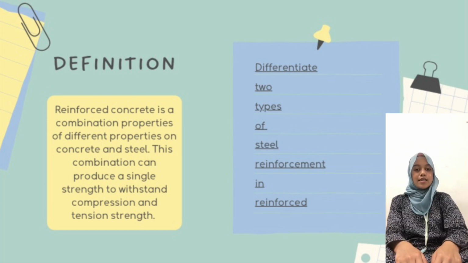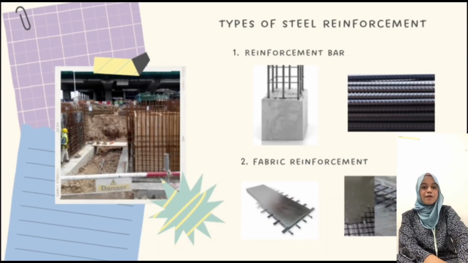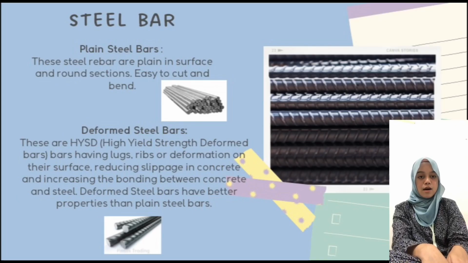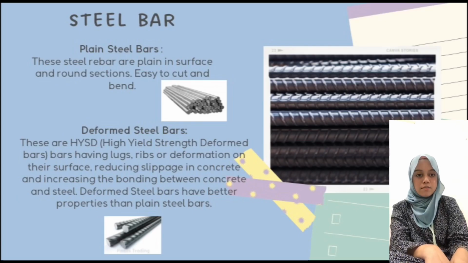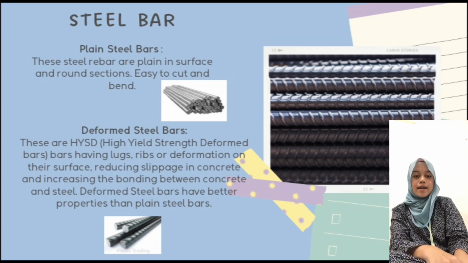Based on the question given, differentiate two types of steel reinforcement in reinforced concrete. We have two types of reinforcement. First, reinforcement bar. Second, fabric reinforcement. For steel bar, we have two different steel bars. First, plain steel bar. These steel bars are plain in surface and round in section, easy to cut and bend.